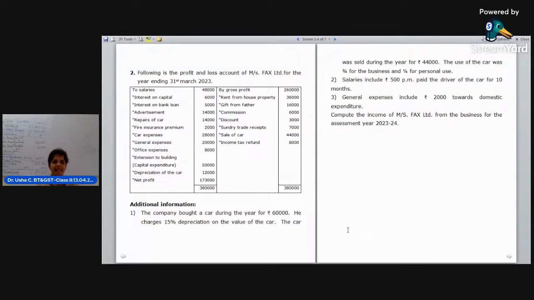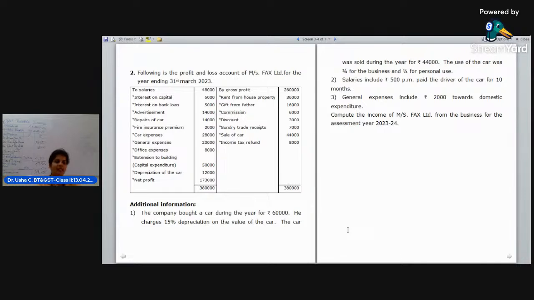Next, general expenses. There is one additional information to look into here, the third point. Let us look into that later, as there is an adjustment. After looking into that, we can consider this as admissible or inadmissible. Next is office expenses. It is a regular expense, 8,000, allowable. Next, extension to building.